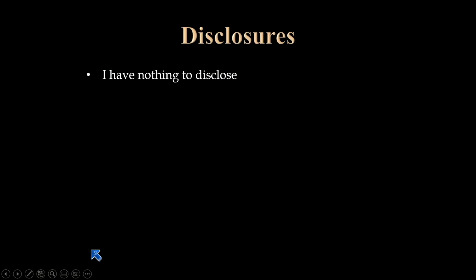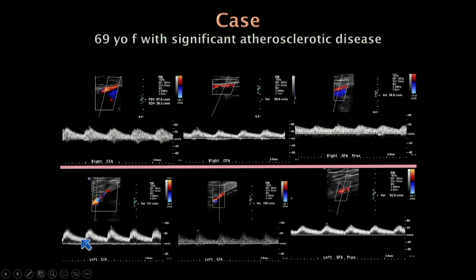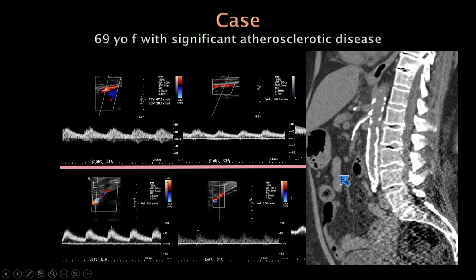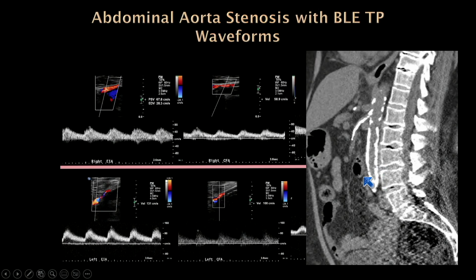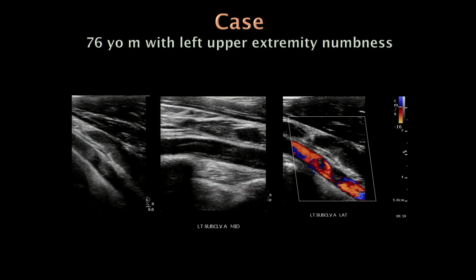All right, some of the things maybe we already saw, so maybe I'll just fly through them. Case number 1, 69-year-old female with significant atherosclerotic disease. And we're looking at the right side, left side, lower extremity, all throughout, and we see tardus parvus waveforms. So one thing to keep in mind is that this is an old patient, so probably not coarctation, and still could be aortic stenosis, but in this particular case, it was a very severe stenosis of the distal aorta. Okay, abdominal aortic stenosis with bilateral tardus parvus waveforms.